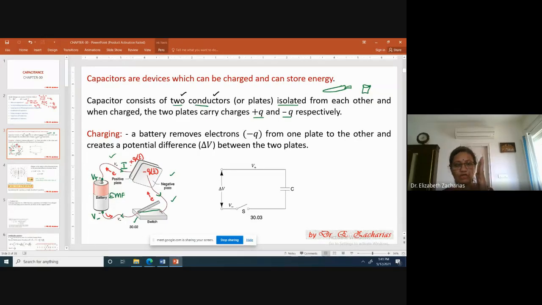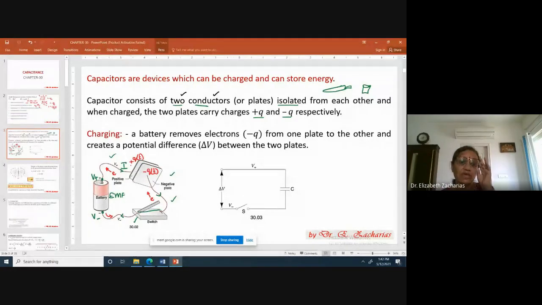I have a neutral body. To pull out one electron is easy. But then to pull out the second electron becomes more difficult. It becomes more and more difficult to keep taking out more and more electrons, because this body is going to become positive. Every time I pull out an electron, this is going to become more and more positive. So it doesn't allow me to pull out more electrons.